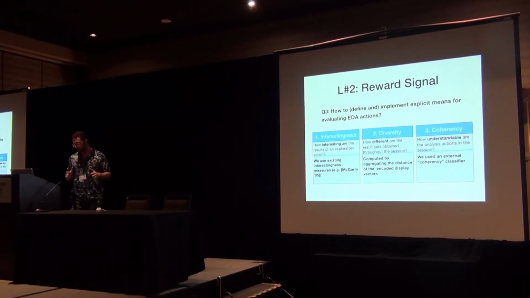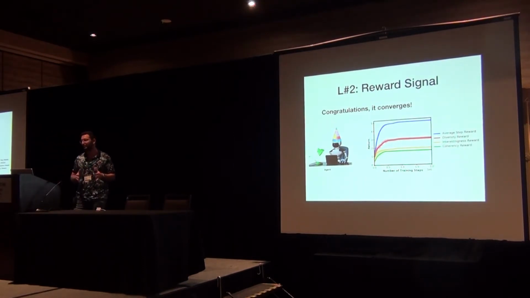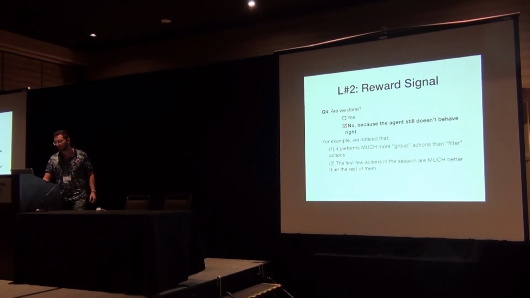So long story short, we managed to implement each of these components, and after several months, we were very happy to see that it converges. Namely, each of the reward components that we just described, the interestingness, the diversity, and the coherency, were converging, and the weighted sum, which is the final reward signal, the blue line, was also converging. We were very, very happy, until again, we examined what the agent does. Then we were less happy because we saw that the agent still doesn't behave right and demonstrates some weird behavior.